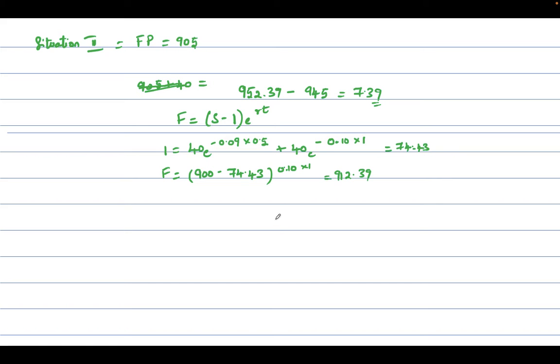So if forward price is more than spot price, then we go for a short position. Vice versa, if forward price is lesser than the spot price, we go for a long position.